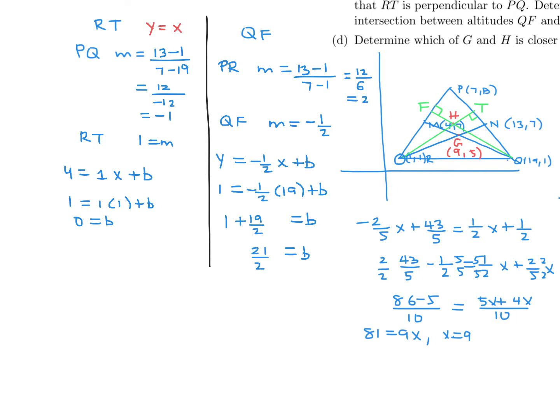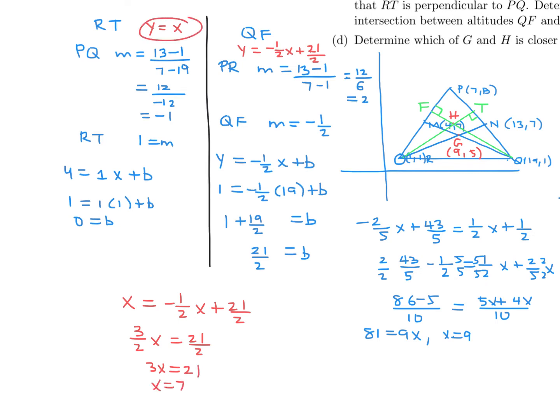So this equation is, let's write it up here, y is equal to minus 1/2 x plus 21 over 2. And then finally, to find our H, it's the point of intersection, so we have to set them equal to each other. So x is equal to minus 1/2 x plus 21 over 2. Okay, this will be 3 over 2 x is equal to 21 over 2. Therefore, 3x is 21, and therefore x is 7. And then since y is equal to x, y is also 7. So the coordinates of H are 7, 7.